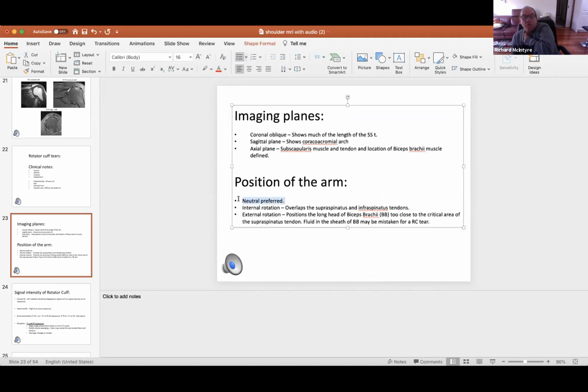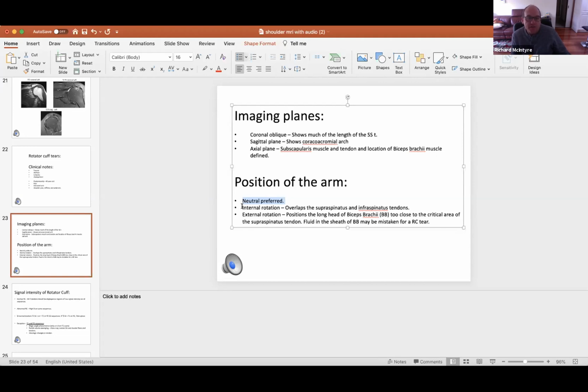I prefer neutral because we get a lot of motion from the shoulder. Okay, so when we image the shoulder, the patient breathes, and when the patient breathes, they move their shoulders. Okay, I like to do my imaging, if I have a choice, with the hands by their side and comfortable, so as to reduce the amount of motion from breathing and from irritability when they're not comfortable.